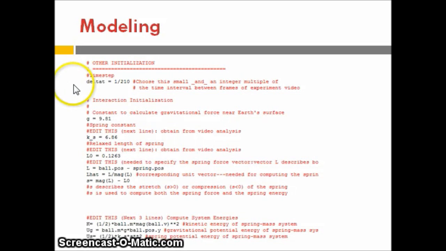Also, delta t was set. G, the acceleration due to gravity, is 9.81. I set the values for Ks and L0, which represent the spring constant and relaxed spring length, equal to the values I previously calculated for them. And down here, kinetic energy K, gravitational potential energy Ug, and spring potential energy Us are defined as functions of the spring constant and the object's mass, position, and velocity.